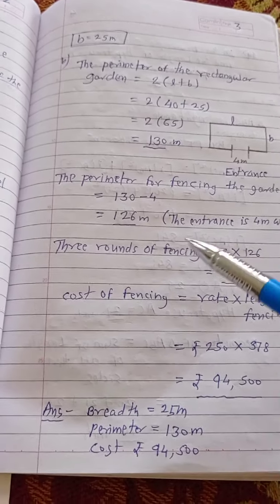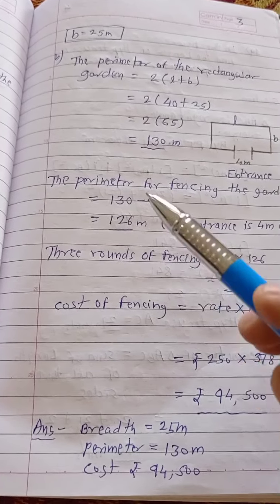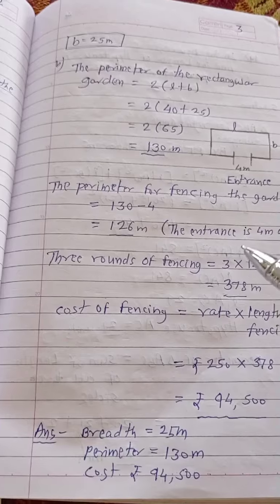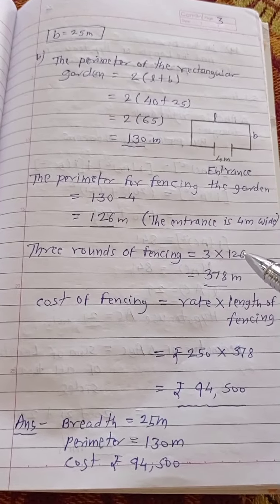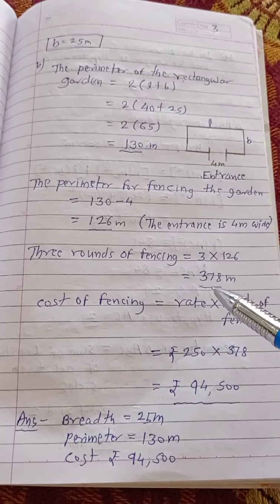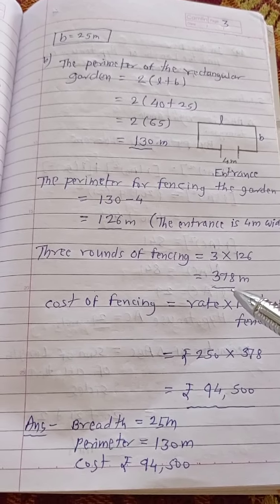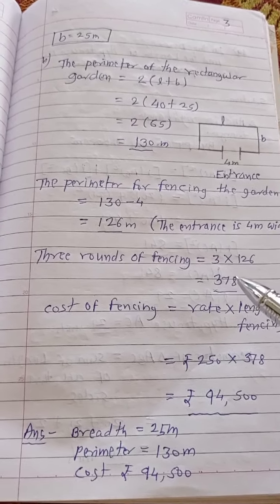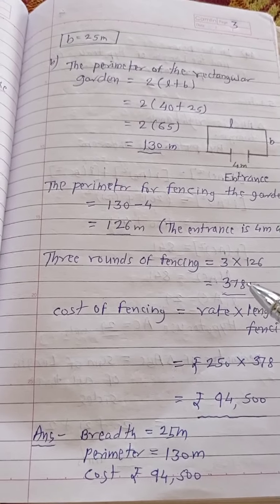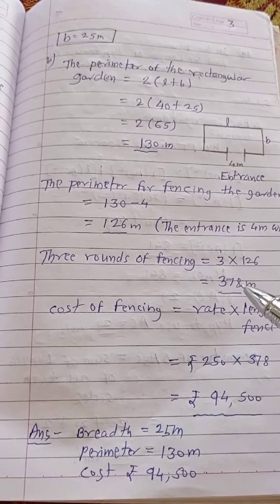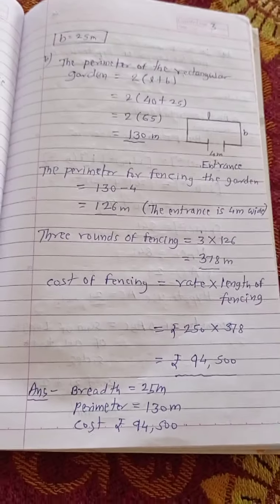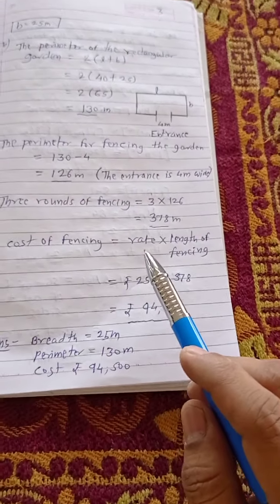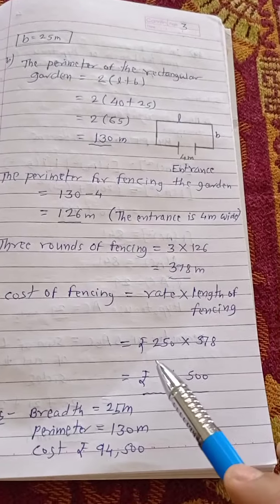Okay, now here you want to do 3 rounds. For one round you require 126 meter. For 3 rounds you have to multiply 126 into 3, we will get 378 meter wire required for 3 rounds of fencing. Okay, but the next question they ask here, find the cost of fencing of the garden at a rate of 250 rupees per meter. See, 1 meter of that wire will be 250 rupees.